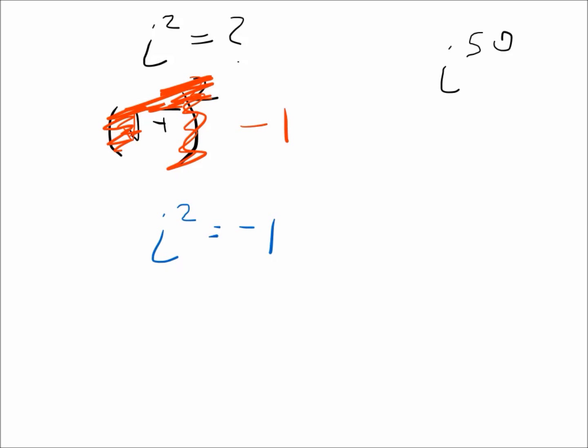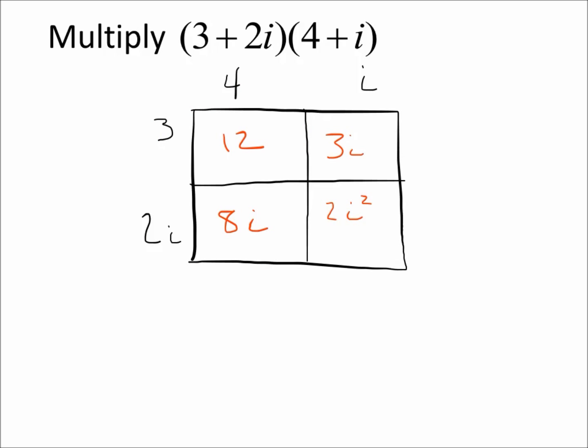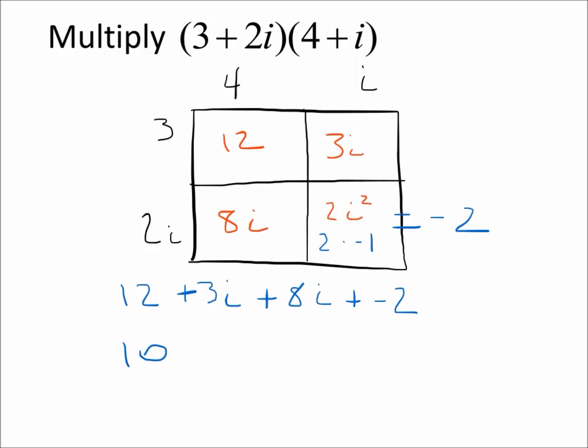Let's get back to our multiplication problem. In the lower right hand corner, 2 times i squared, if we know that i squared is really -1, this is 2 times -1. We're going to write this as -2. So now I can write everything out: 12 plus 3i plus 8i plus -2. And I can combine like terms. 12 and -2 is 10, and 3i plus 8i is 11i.